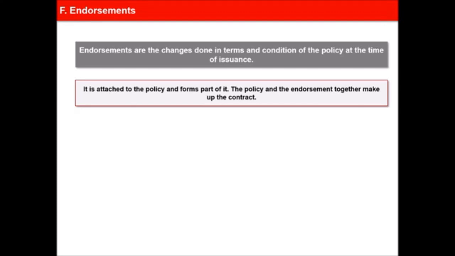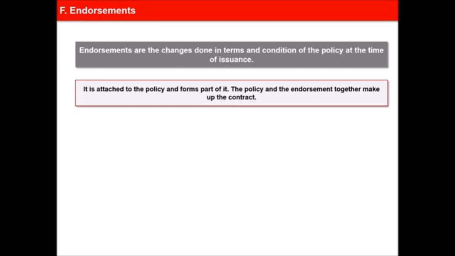Endorsements may also be issued during the currency of the policy to record changes or amendments. Whenever material information changes, the insured has to advise the insurance company, who will take note of this and incorporate the same as part of the insurance contract through the endorsement.